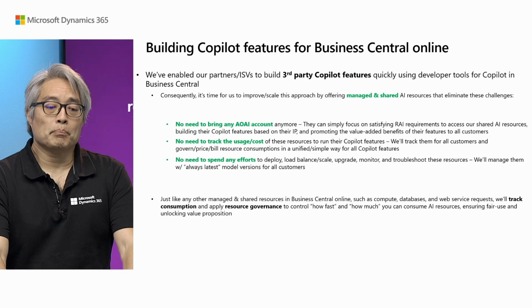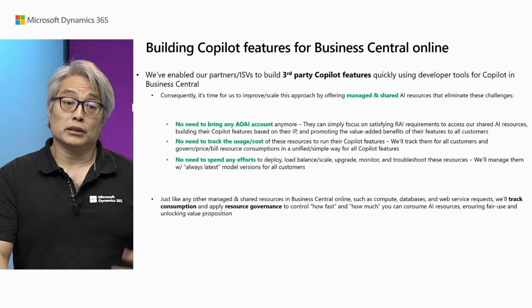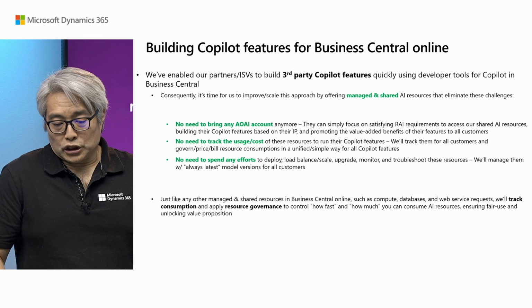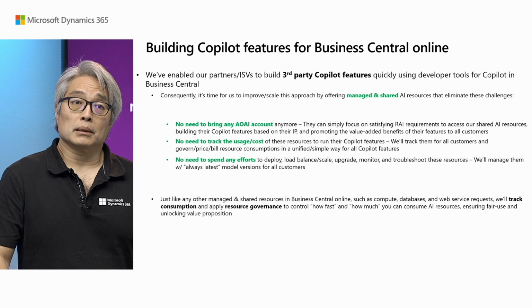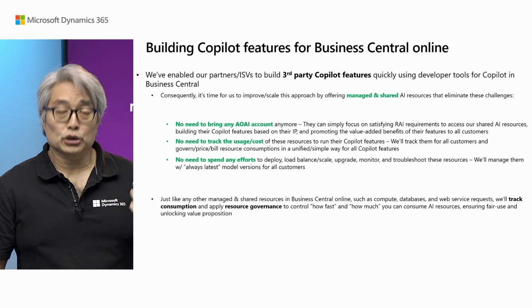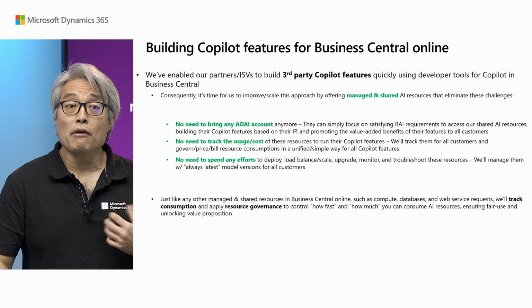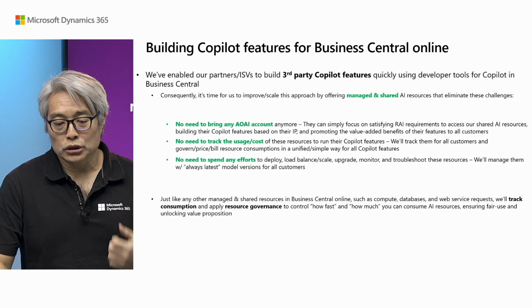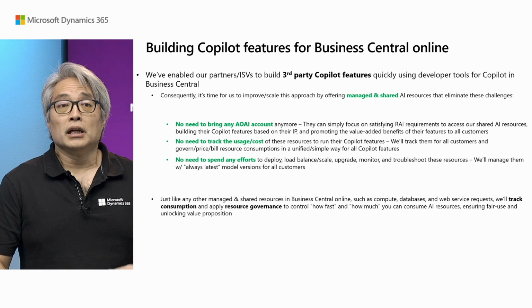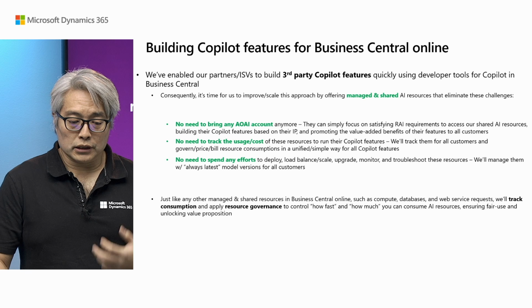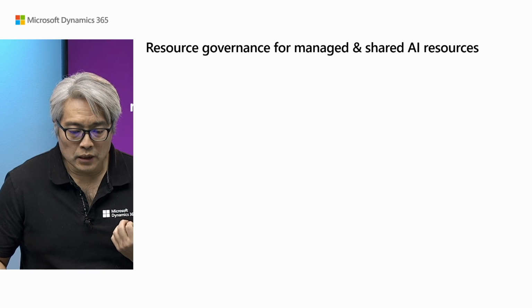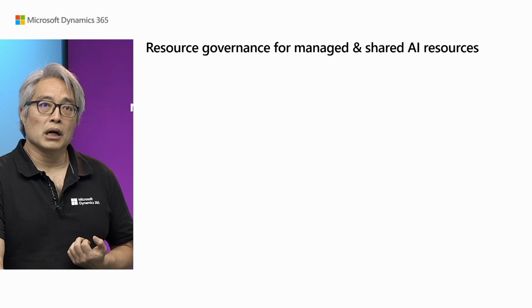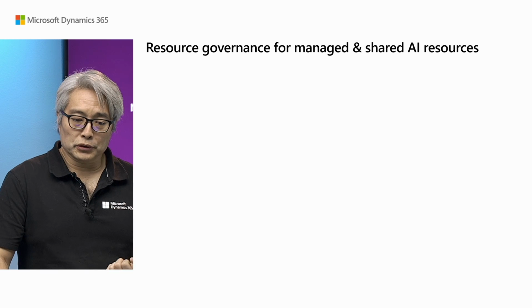So just like any other managed and shared resources in Business Central Online, such as compute, databases, and web service requests, we will track consumption and apply resource governance to control how fast and how much you can consume AI resources, ensuring fair use as well as unlocking a value proposition. So how do we apply resource governance to these managed and shared AI resources?